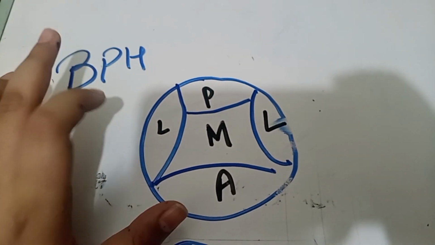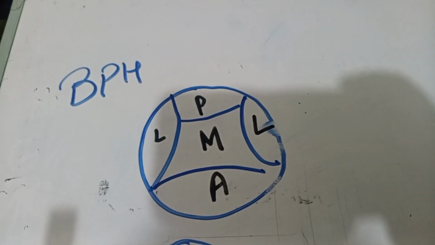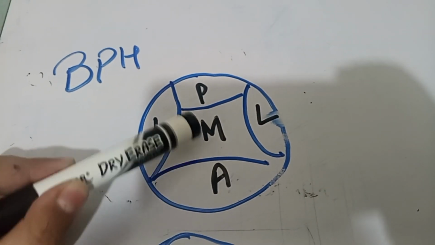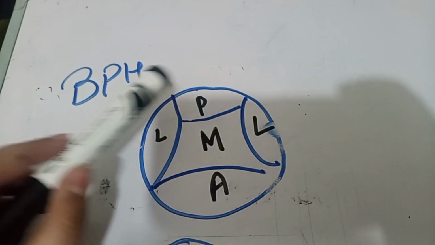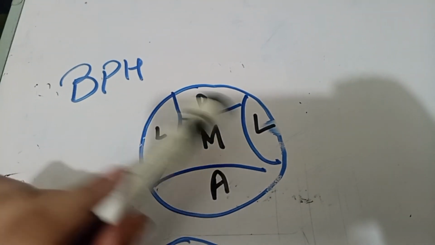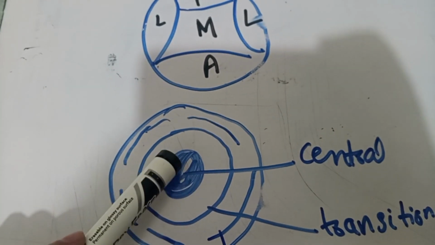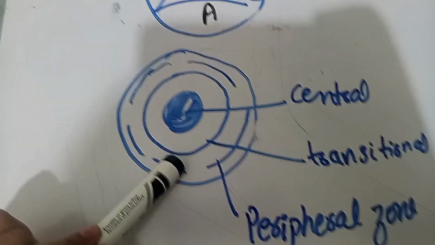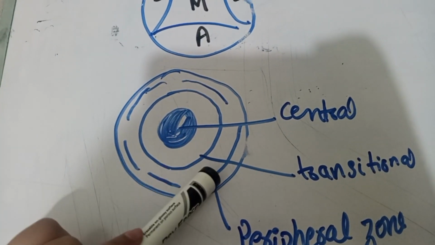So let us first discuss the lobes of the prostate and the zones of the prostate. Here you can see the lobes of the prostate. The prostate has an anterior lobe, a middle lobe, a posterior lobe, and two lateral lobes. One anterior, one posterior, one middle, and two lateral lobes. Now let us discuss the zones of the prostate. The prostate has three zones: central zone, transitional zone, and peripheral zone.